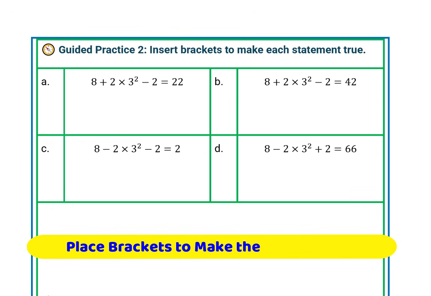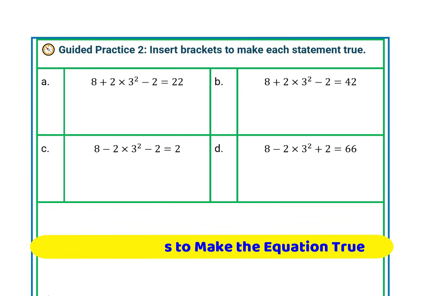How will you get this 22? You have to put brackets somewhere so that the order of operation can be changed in a way to get 22. Similarly, the next one is 8 plus 2 times 3 square minus 2 equals 42. And then we have 8 minus 2 times 3 square minus 2 equals 2. And we have 8 minus 2 times 3 square plus 2 equals 66. So very similar numbers you can see here with very different numbers as an output, after equal to.